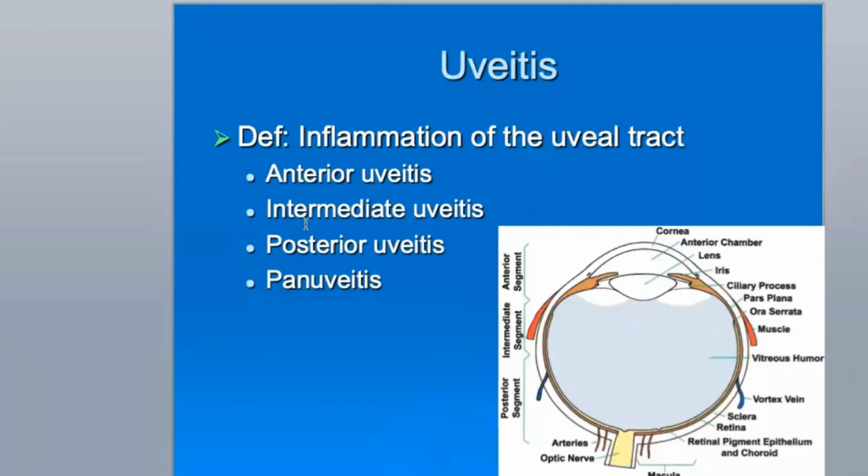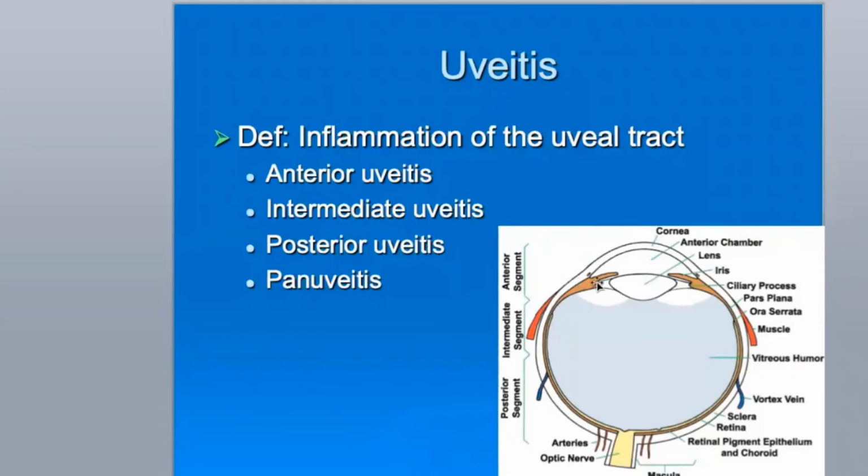Okay, what is uveitis? Uveitis is inflammation of the uveal tissue. So where is your uveal tissue? Uveal tissue is your iris, ciliary body, choroid. The second layer of the coating, all of that is uveal tissue. So inflammation of the uveal tissue will cause uveitis. Whether it's anterior or posterior depends on the location.